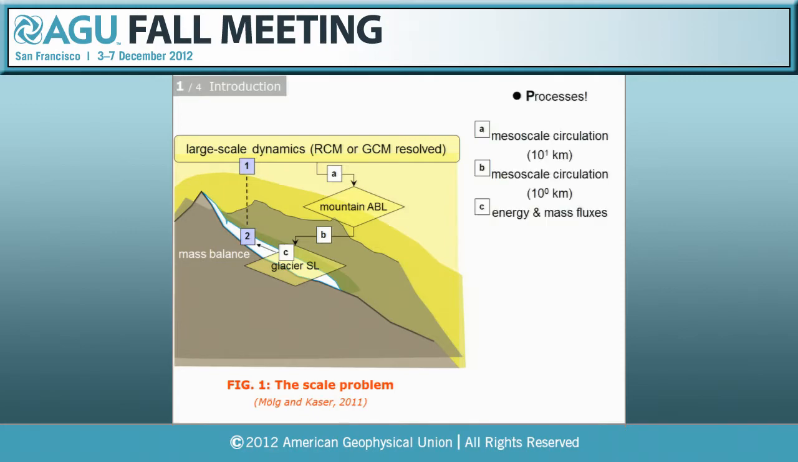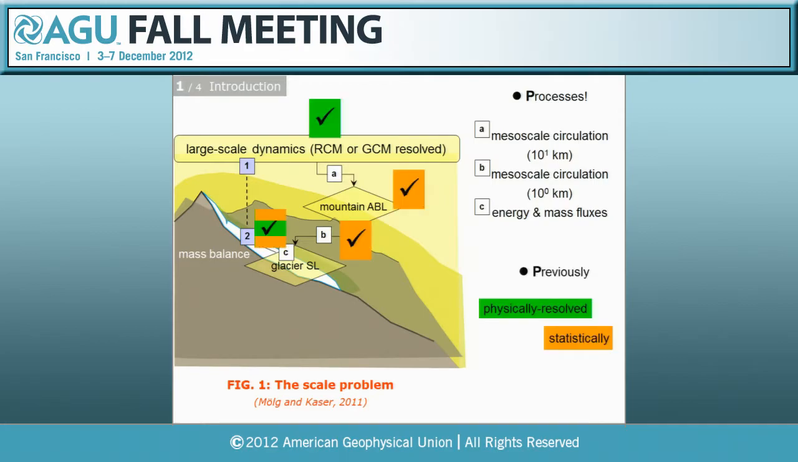The mesoscale circulation, which forms A, the atmospheric boundary layer over the mountain, and B, also constrains conditions in the glacier surface layer, where energy and mass fluxes eventually control the mass balance. That's the causality chain. Previous research that attempted to quantify this multiscale system relied on a mix of physical and statistical downscaling. The large-scale dynamics were typically resolved by physical models. The mass balance was semi-empirical most often, but the mesoscale circulation was always bypassed by statistical downscaling.